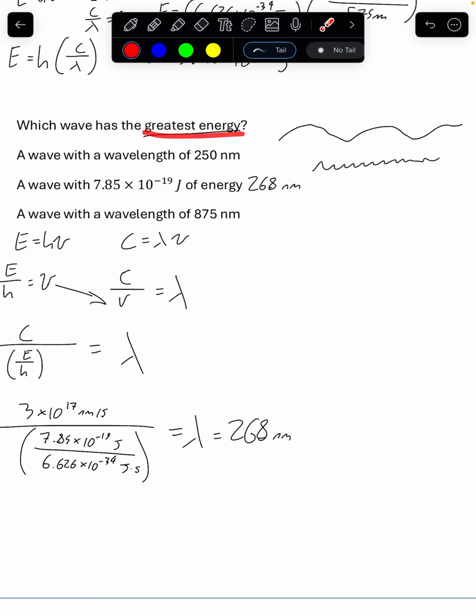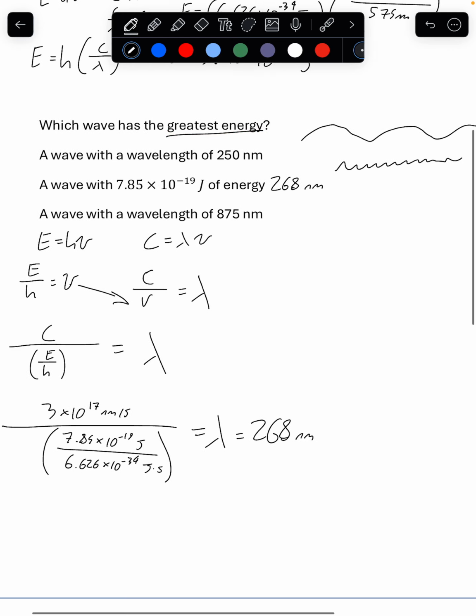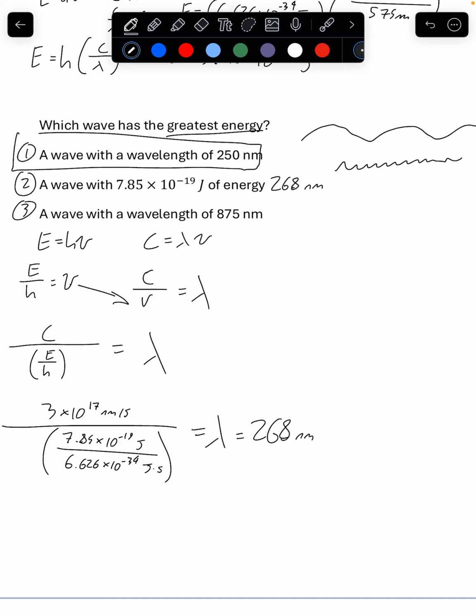So who has the greatest energy? The other way of saying that is who has the shortest wavelength. Well, let's rank all these waves. The first one is the shortest, second one is a little bit longer, and the third one is by far the longest. So this wave is our answer here for the greatest energy.